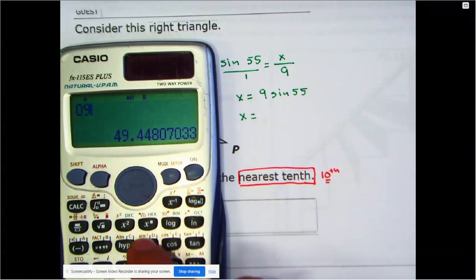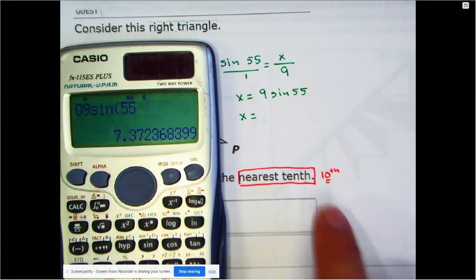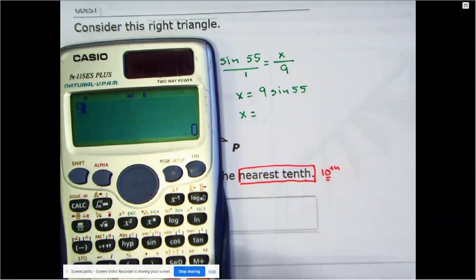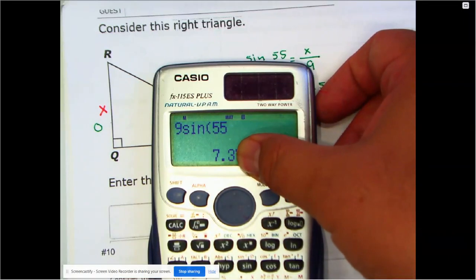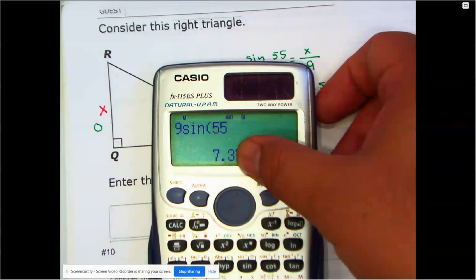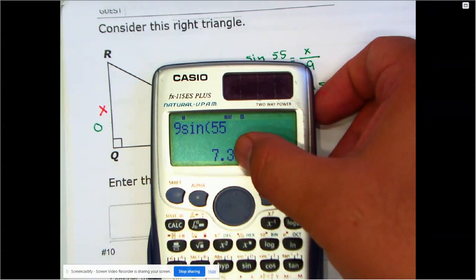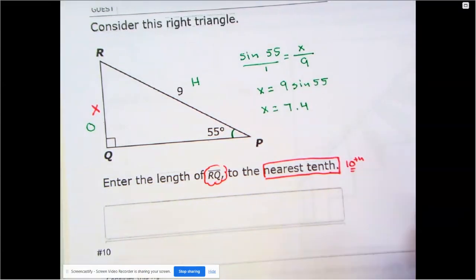So 9 sine of 55, and we get 7.37. But remember, they said one decimal place. Let me throw that 0 out. 9, there we go. Sine of 55, okay. When they say one decimal place, that means my answer is either 7.3, but what's next after 73? Well, 74. So it's either 7.3 or 7.4. Because the number that I was blocking out is a 7, then we're going to roll this up to a 7.4. And that's the answer for this problem. They wanted one decimal place, so then we're going with 7.4 in the box.